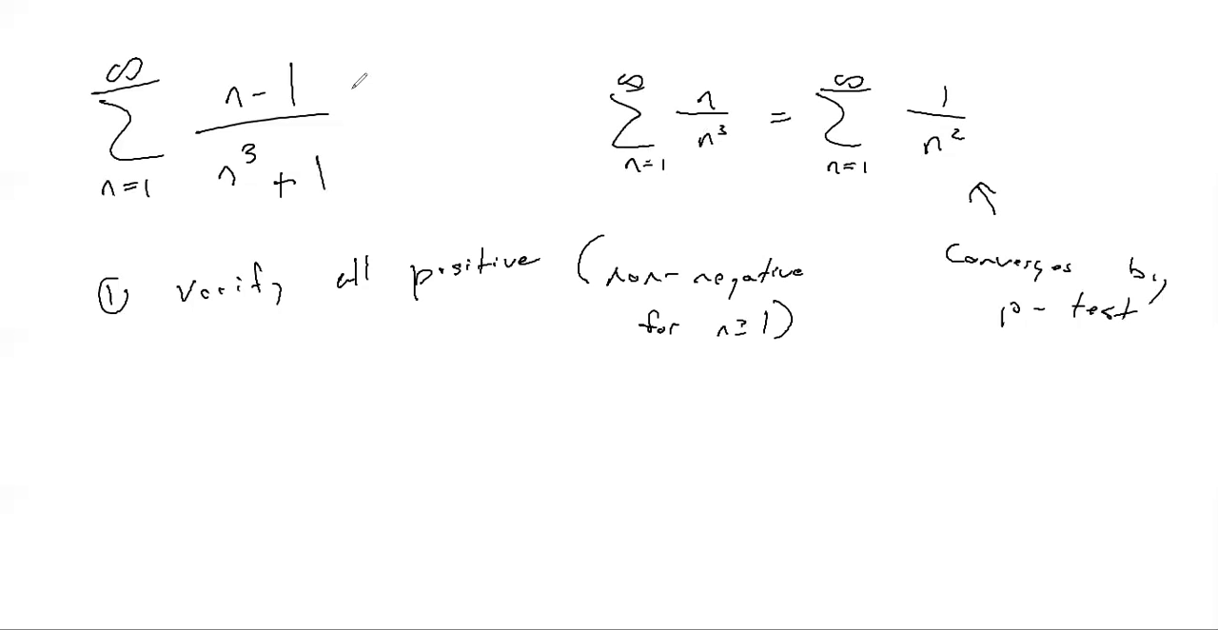And then same thing over here. If I'm plugging in larger values of n, what's happening on the top? This is going to be a positive number. This is going to be a positive number. So the fraction is going to be positive as well. So everything's positive. Okay. Let's see. Now what do we need? We need to find an inequality. We need to show that there's some inequality going on between n minus 1 over n cubed plus 1 and 1 over n squared. Okay.